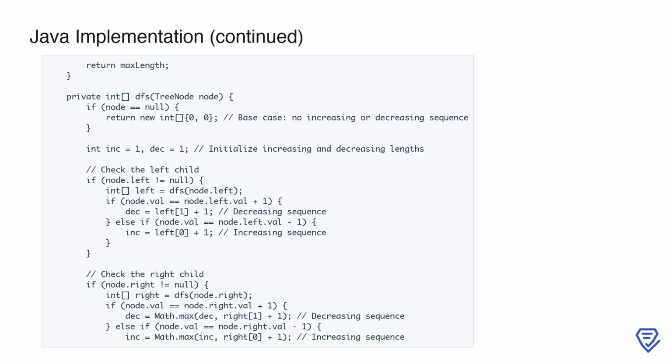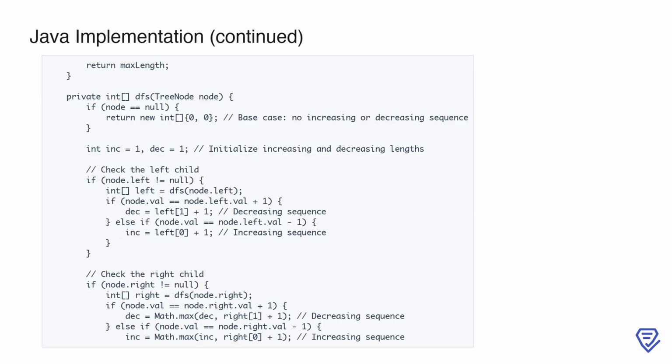Now, let's look at the DFS method, which performs a depth-first search on the binary tree. The method takes a tree node as input and returns an array of two integers representing the lengths of the longest increasing and decreasing sequences at the current node. If the input node is null, we return an array with both values set to 0, as there cannot be any sequences. We then initialize two variables, inc and dec, to 1. These will track the maximum lengths of the increasing and decreasing sequences starting at the current node.